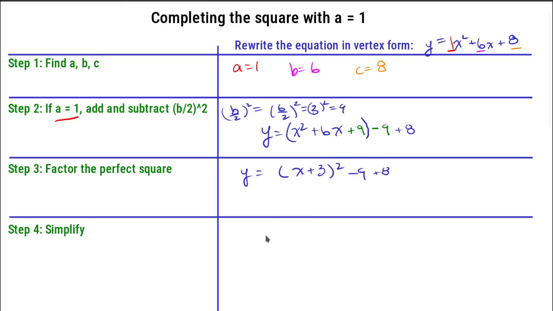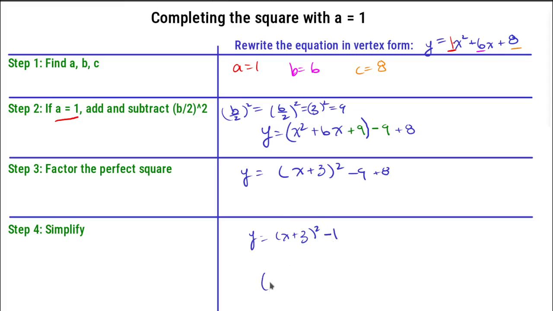And the last step, we simplify. So we got y equals x plus 3 squared minus 9 plus 8. That adds up to minus 1. So y equals x plus 3 squared minus 1. This is our vertex form.